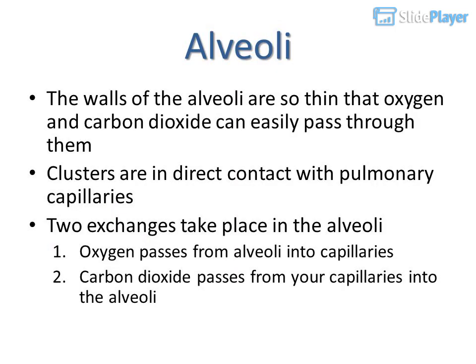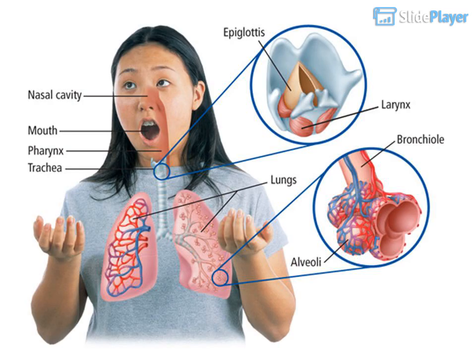Alveoli. The walls of the alveoli are so thin that oxygen and carbon dioxide can easily pass through them. Clusters are in direct contact with pulmonary capillaries. Two exchanges take place in the alveoli. Oxygen passes from the alveoli into the capillaries. Carbon dioxide passes from your capillaries into the alveoli.